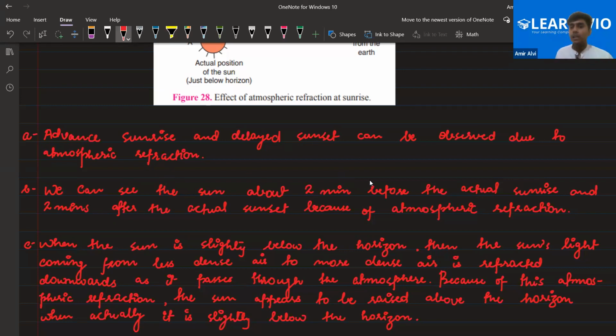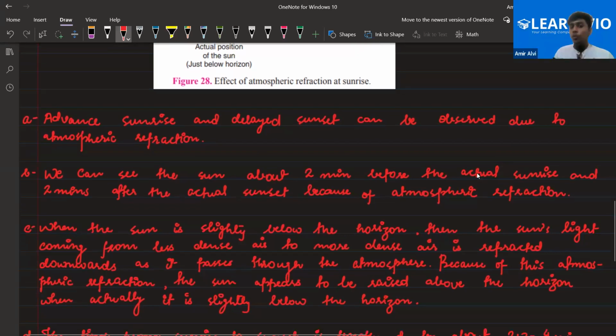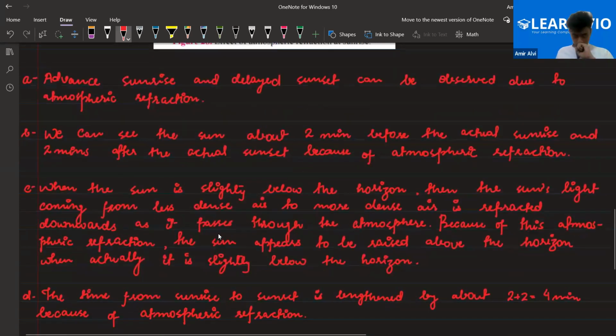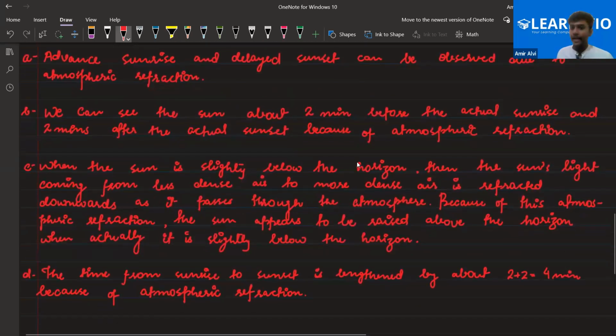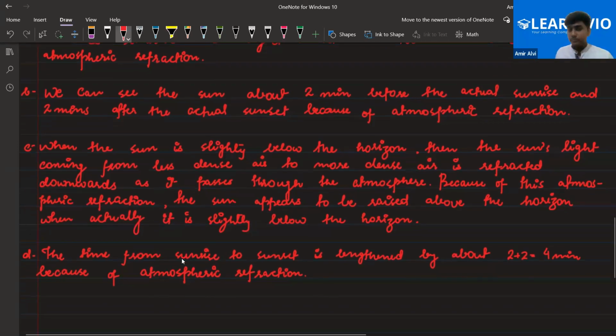So advanced sunrise and delayed sunset are due to atmospheric refraction. We can see the sun about 2 minutes before the actual sunrise and 2 minutes after the actual sunset because of atmospheric refraction. When the sun is slightly below the horizon, sunlight coming from less dense air to denser air is refracted downwards as it passes through the atmosphere. Because of this atmospheric refraction, the sun appears to be raised above the horizon when actually it is slightly below the horizon. So the time from sunrise to sunset is lengthened by about 2 + 2 equals 4 minutes because of atmospheric refraction.